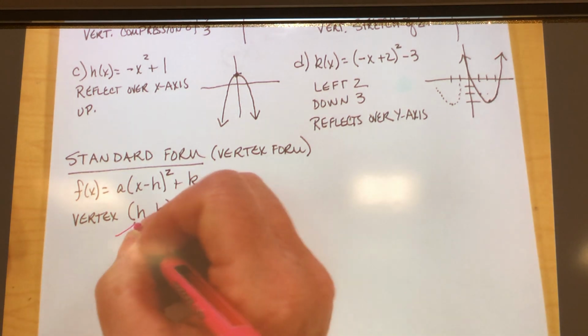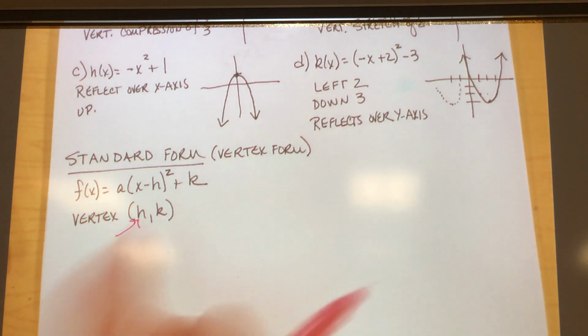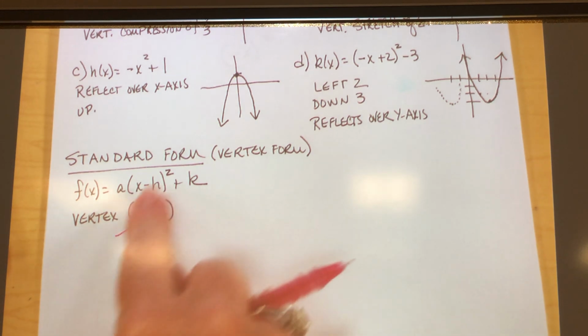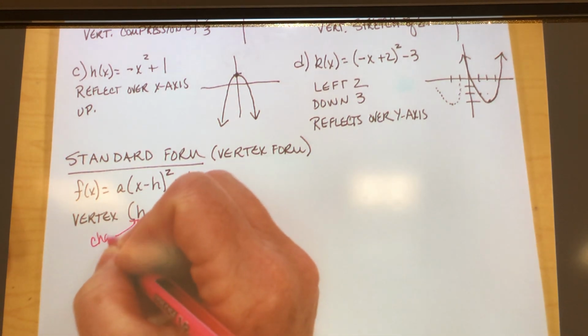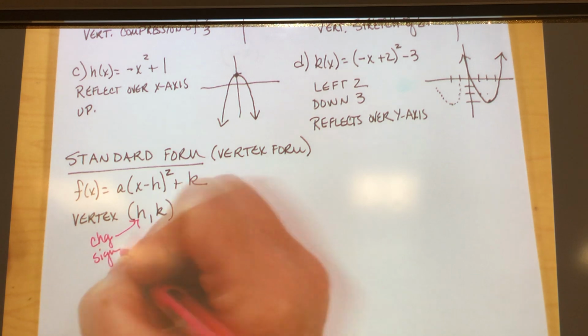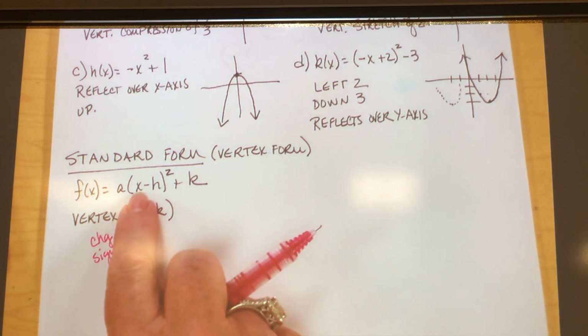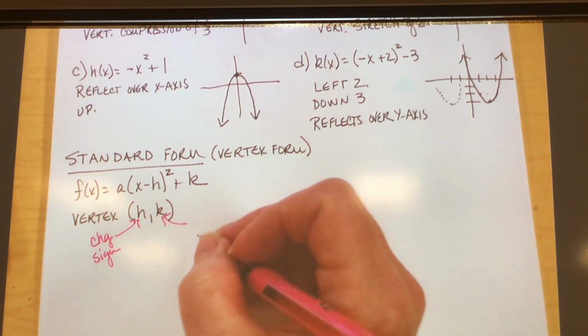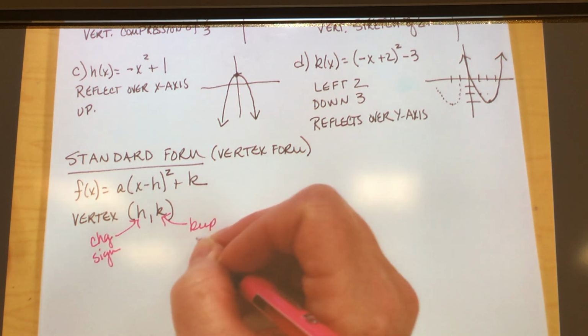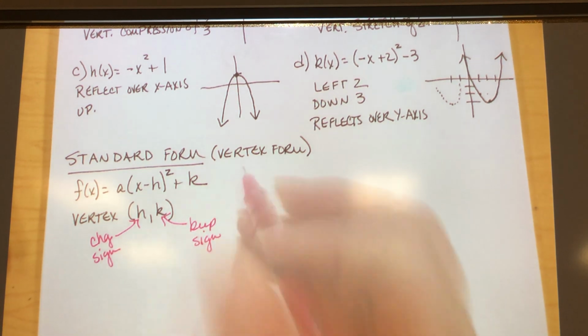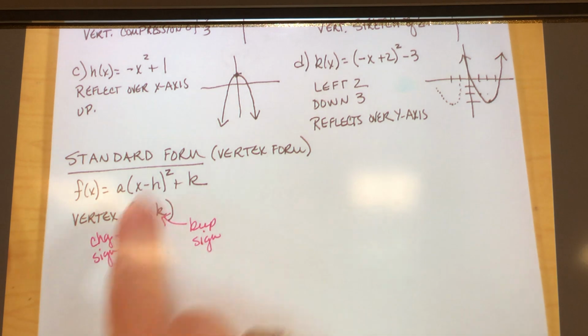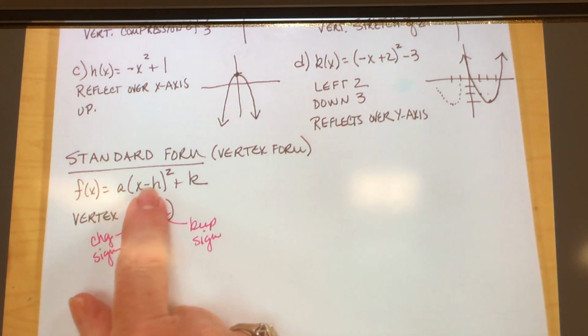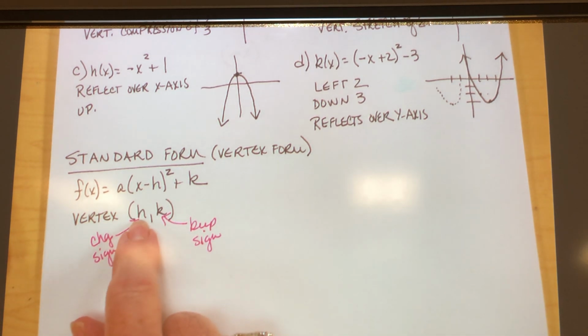What did you do to this guy right here? Change the sign, all right? Change the sign. Sometimes you can think about it like he's an X. They do the opposite of what you think, okay? So you're gonna change his sign. What about this guy? Keep his sign. If it's like x minus 3, then it would be 3. So whatever is in here, when you pull it out and tell me the vertex, you're going to change the sign, all right?